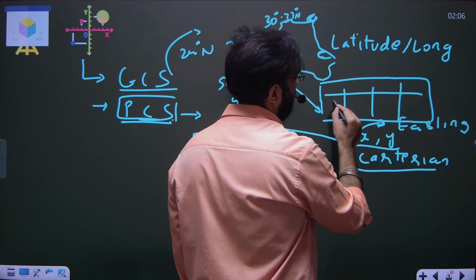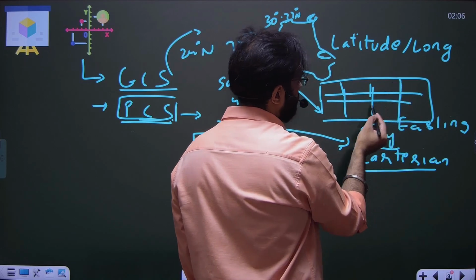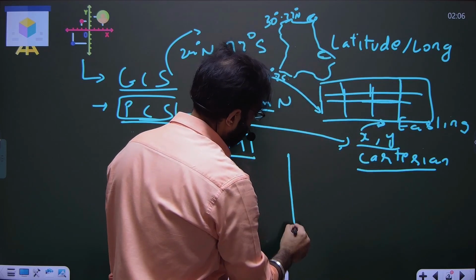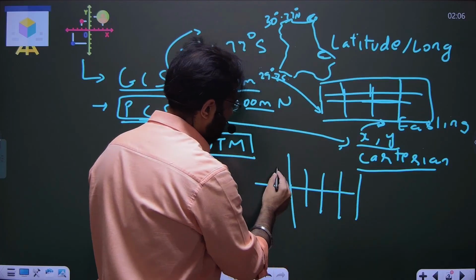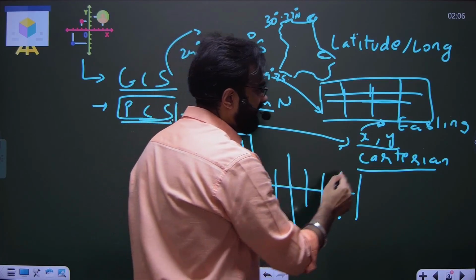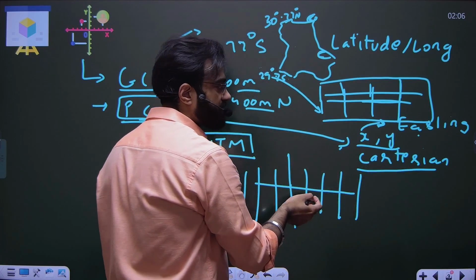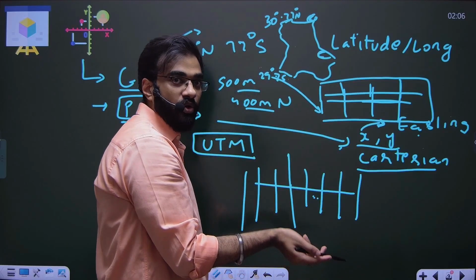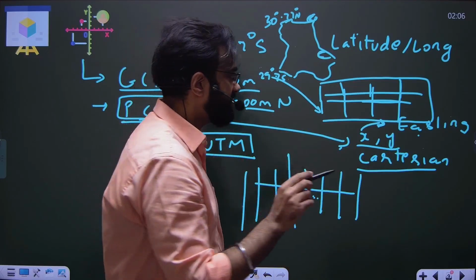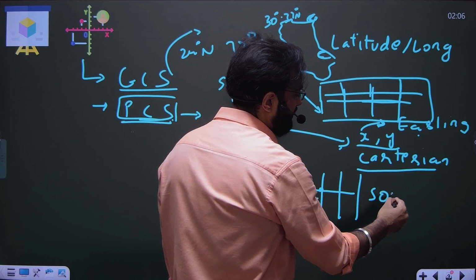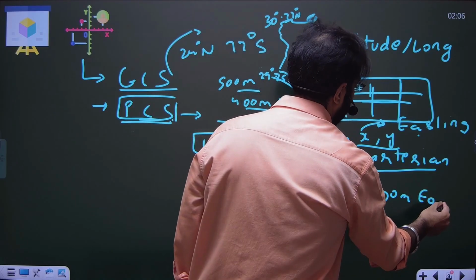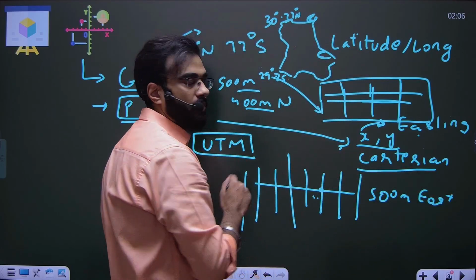If I create a graticule, this x coordinate represents east and west direction. So normally we don't say longitudes or latitudes here, we say easting, because we are not measuring angular distances. We say, okay, this point or this point is 500 meters easting or east of this point.